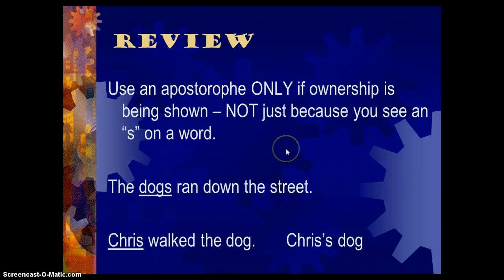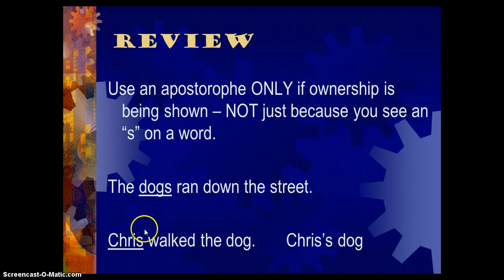Use an apostrophe only if ownership is being shown, not just because you see an S on the end of a word. The dogs ran down the street. Just because there's an S does not mean there's ownership. Remember, they would have to own the very next word. So dogs are owning ran?